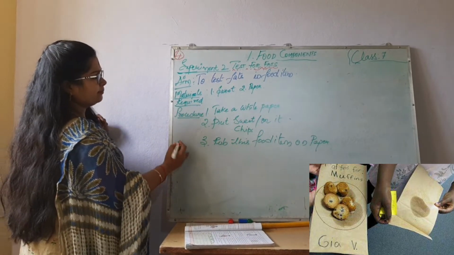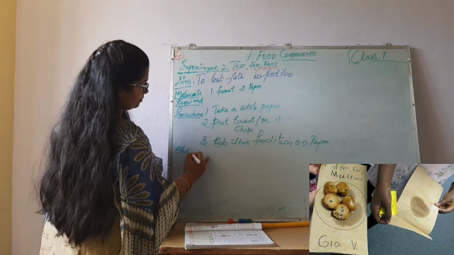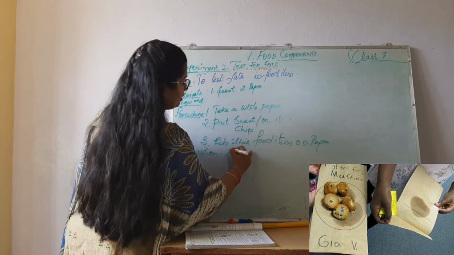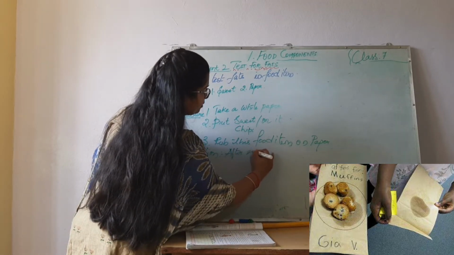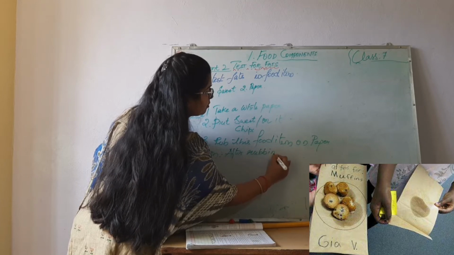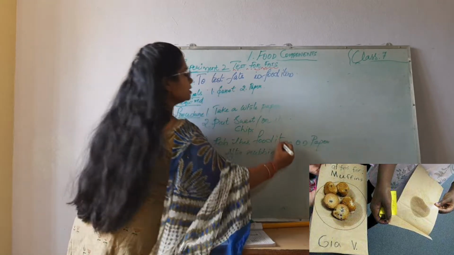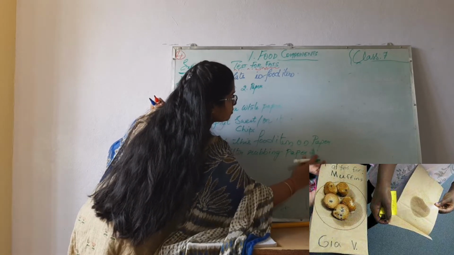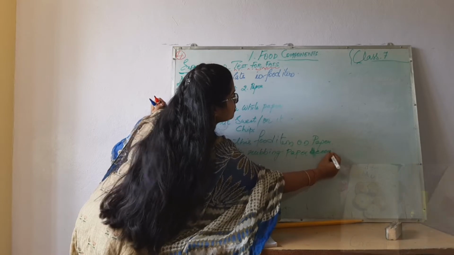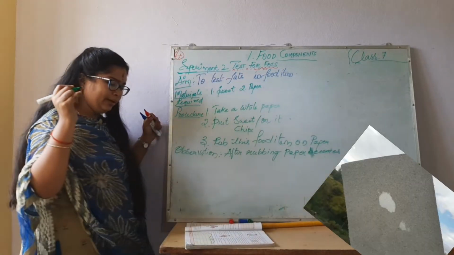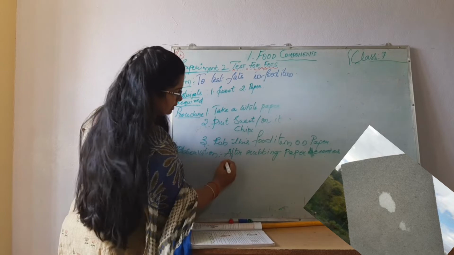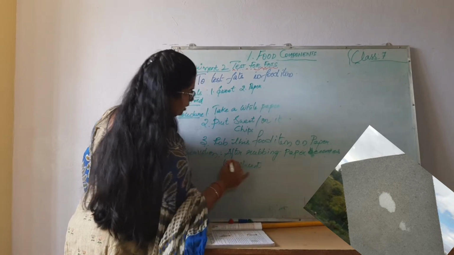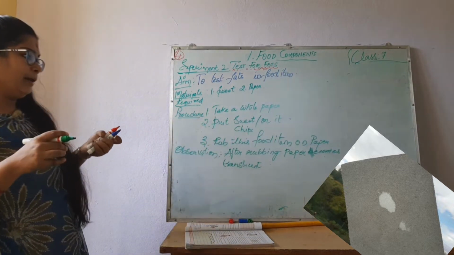What will you observe? Observation: after rubbing, the paper becomes translucent. What do you mean by translucent, children? Translucent is the object which allows light to partially pass through it. It does not allow light totally, but it allows partially to pass through it.